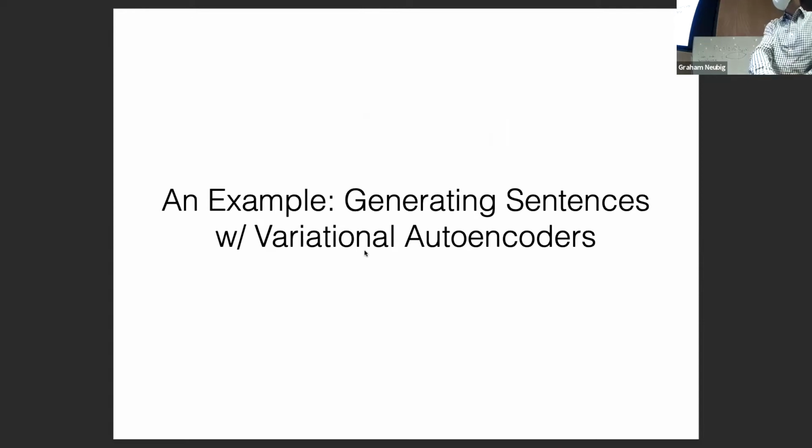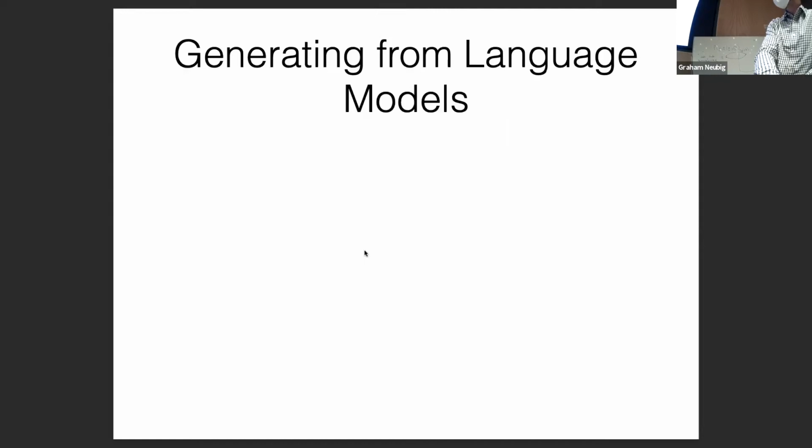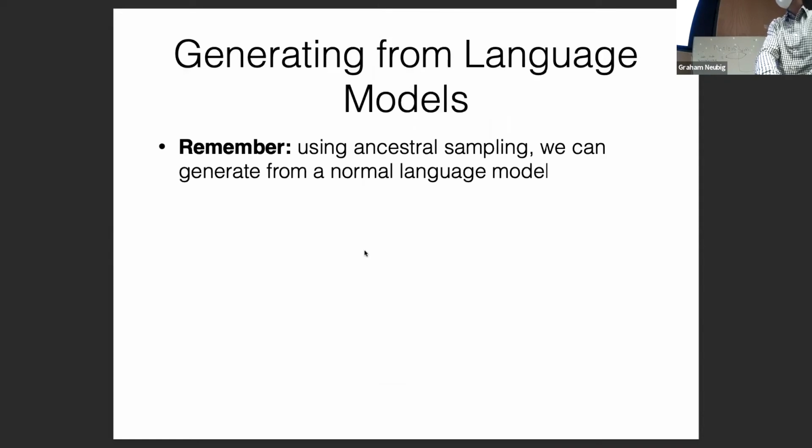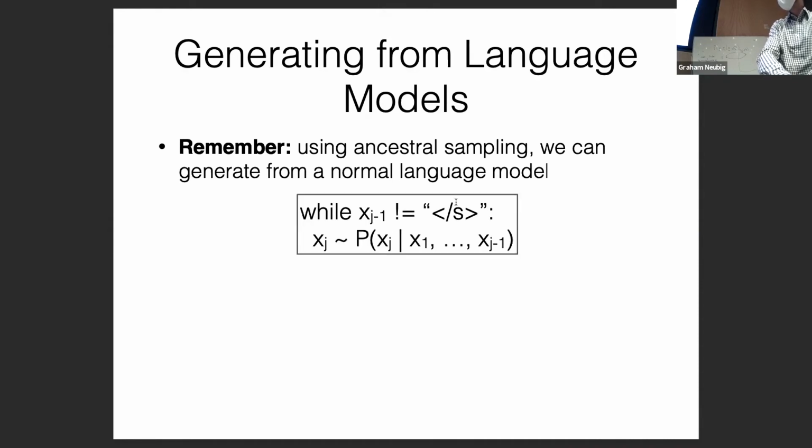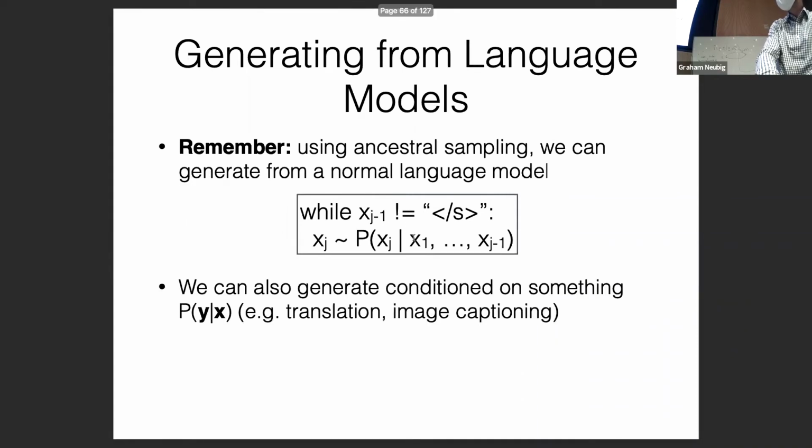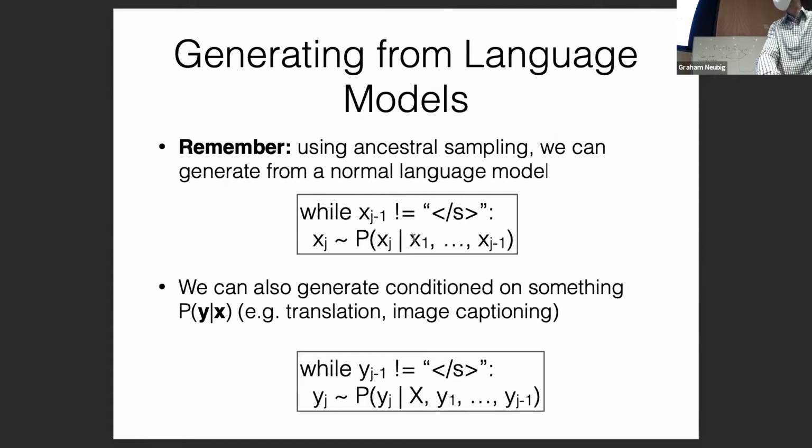Now I'd like to look at an example. We can generate sentences with variational autoencoders. So when we talk about generating from language models, if you remember, we can use ancestral sampling. We can generate from a normal language model. So basically, while we have not reached the end of sentence symbol, we generate the next word and we get an output. We can also generate conditioned on something. So we could do translation or image captioning, where we generate the output based on the input, like this.